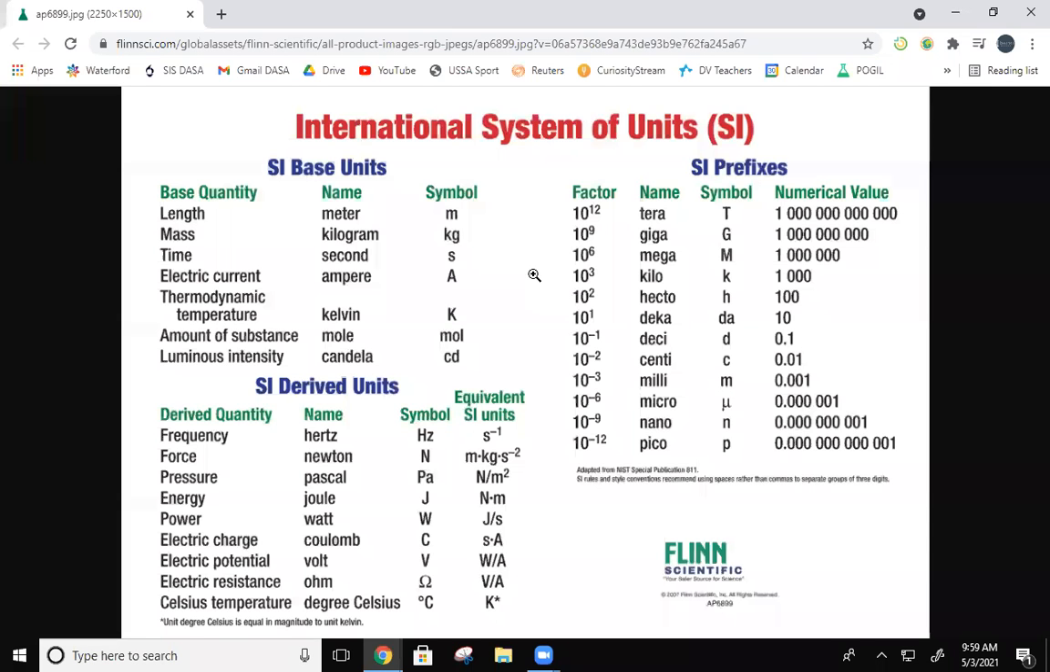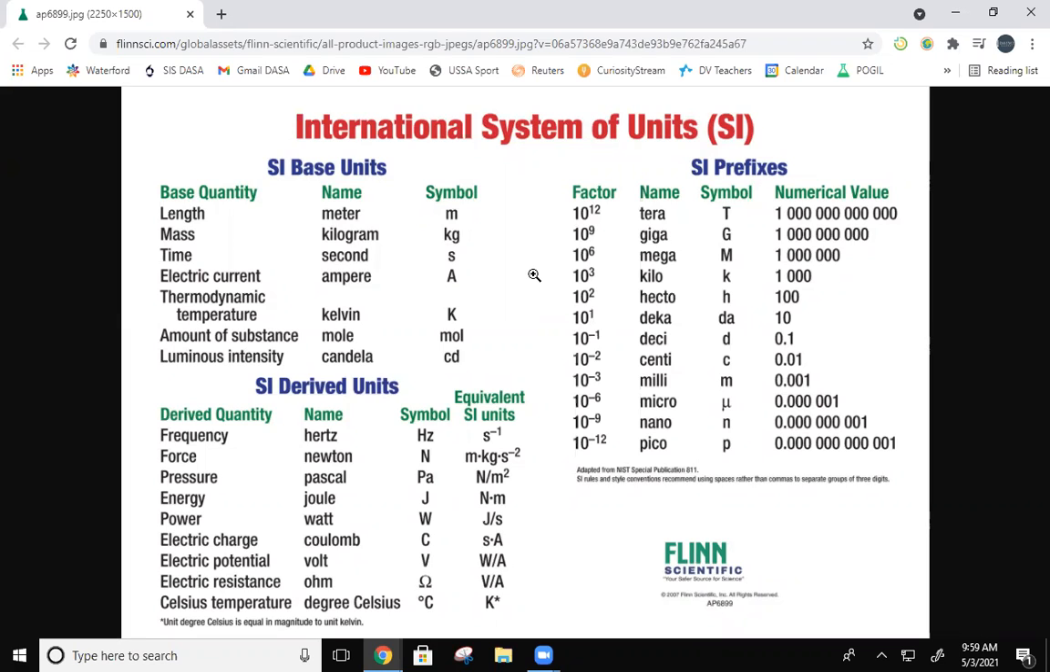All the way back to the beginning of the year. We're starting off with our first topic, which was the International System of Units, or the SI system. SI stands for something in French. Standard International, I think, something like that.